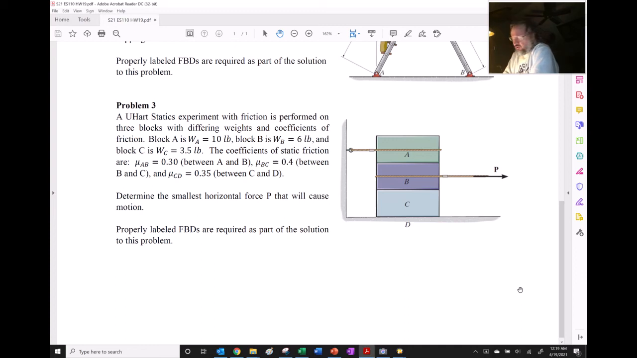19, problem 3, and we have these 3 blocks, and we have a cable that's holding block A to the wall. We're pulling on block B, and we want to see what the smallest force is that's going to cause motion here. So we want to make sure that we do all of our FBDs. Probably going to be a good idea to do 3 FBDs. So let's check them out.